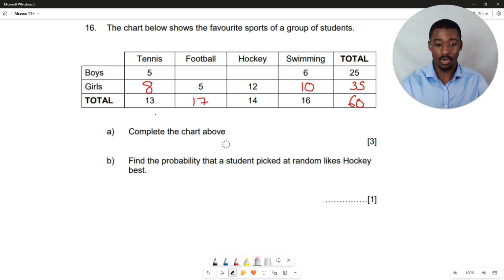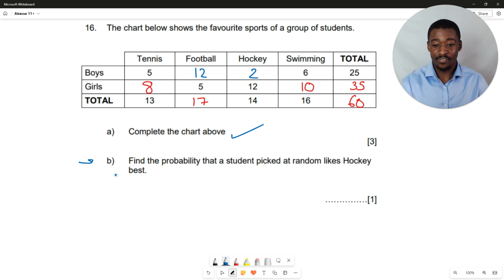And this allows us to work out the final few values, because this must be 12 to make this all add up, and this must be 2 to make this all add up. So that means we have now filled the table. So part A is complete. And now we have some probability.